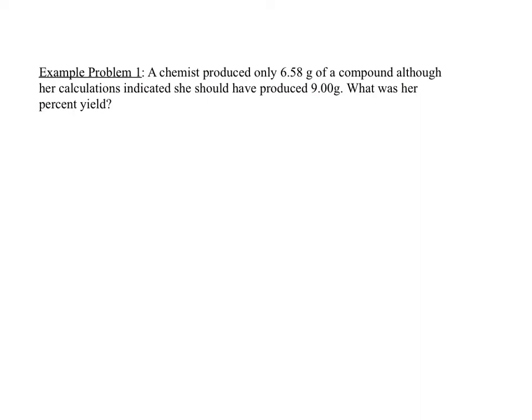So let's look at our first example. A chemist produced only 6.58 grams of compound, although her calculations indicated she should have produced 9. What was her percent yield? So remember, a quick way to write the formula: percent yield equals the actual over the theoretical times 100. We're trying to find percent here, and we're given 2 numbers. It says she produced only 6.58 grams. Is that something she calculated or something she actually found? That's something she actually found, so that's our actual yield. And the second number, 9 grams, she calculated, so that's our theoretical yield.